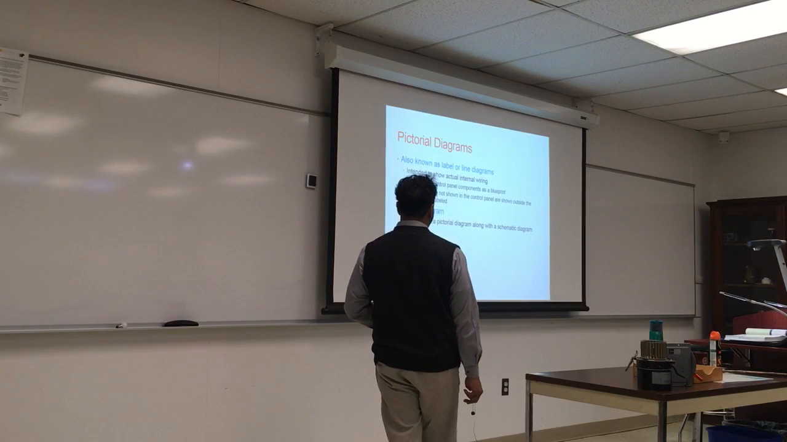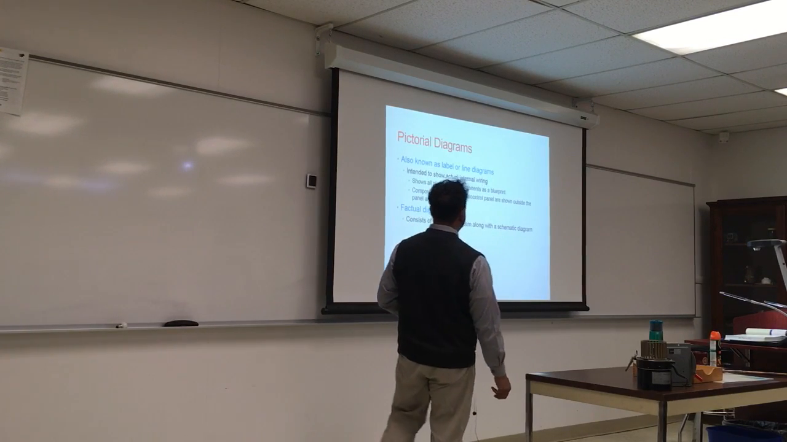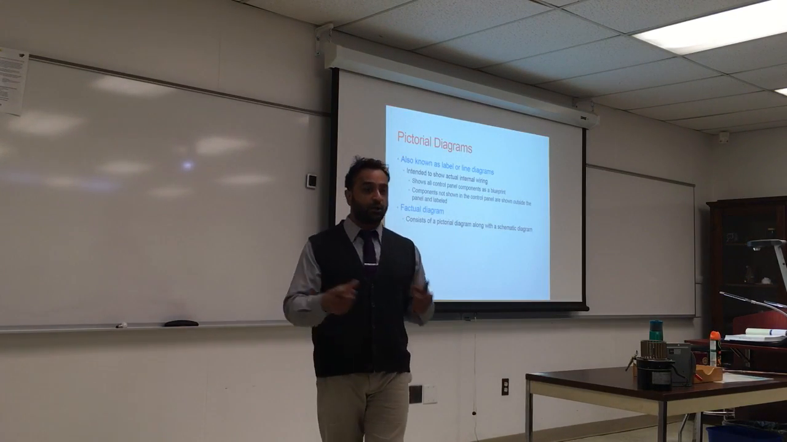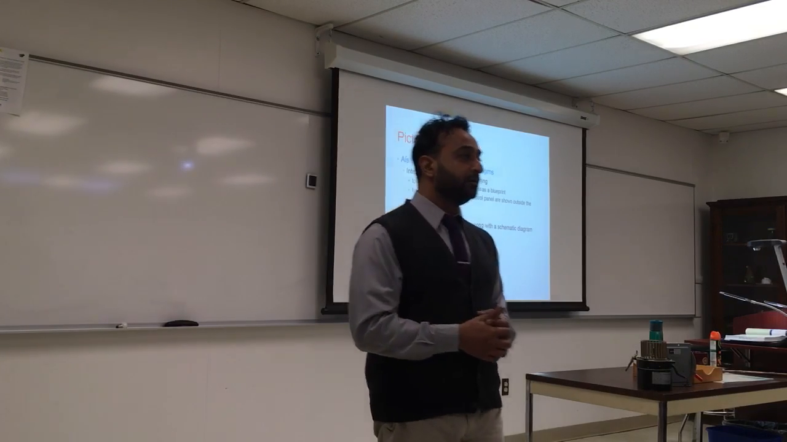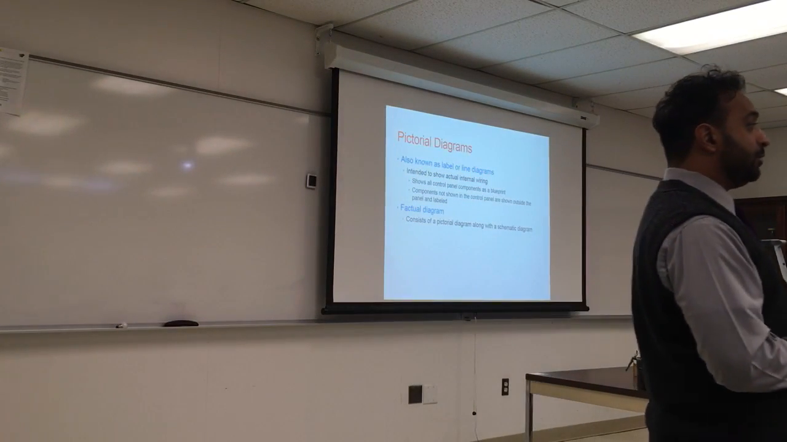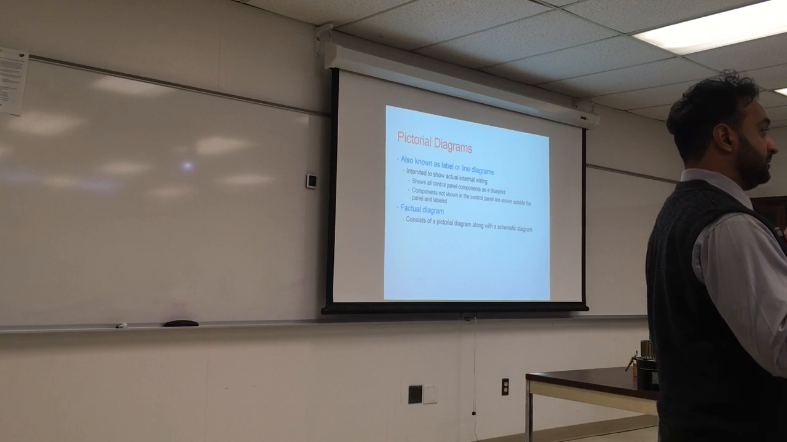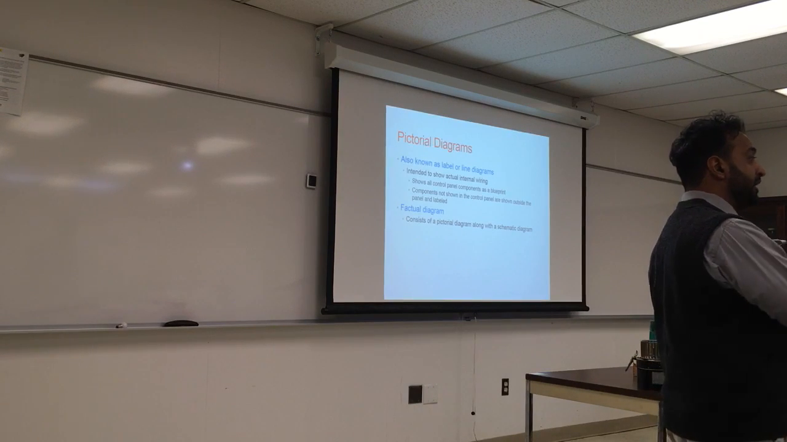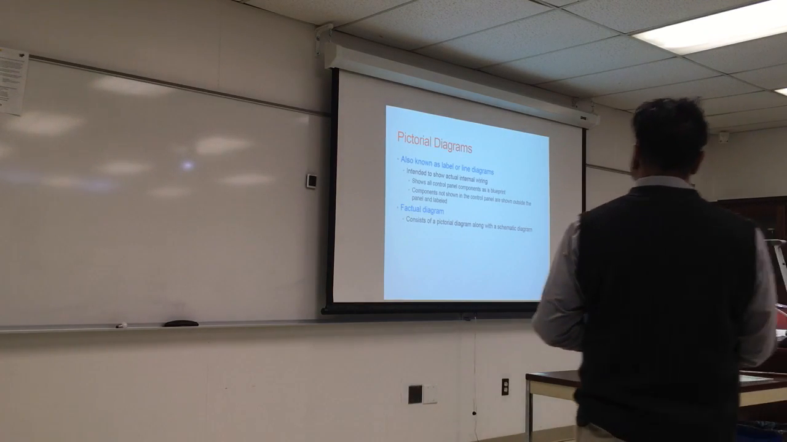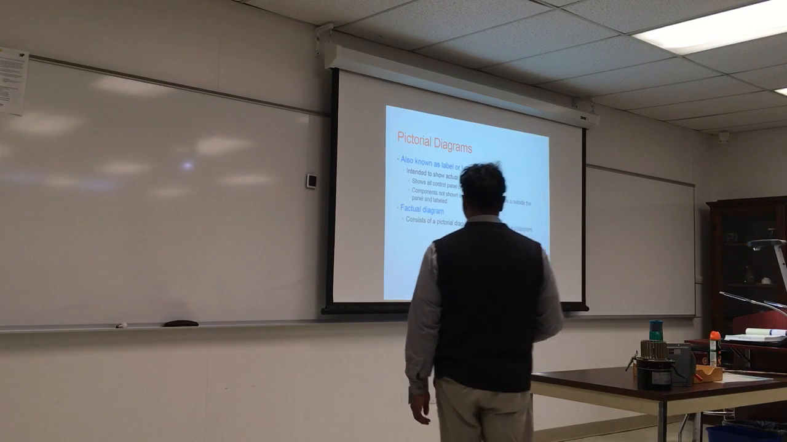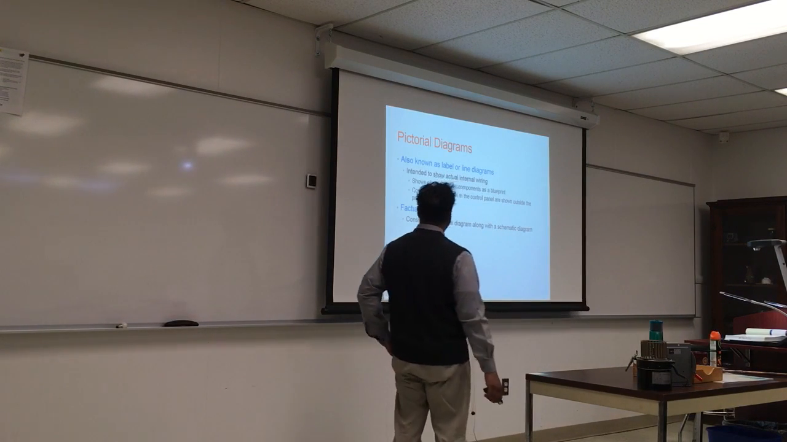A pictorial diagram along with a schematic diagram makes up the factual diagram. So it has all the components and all their internal wiring. Probably you see a motor, not only the circuit, not only a circle, but you see the wiring of the winding inside. So it has more details.